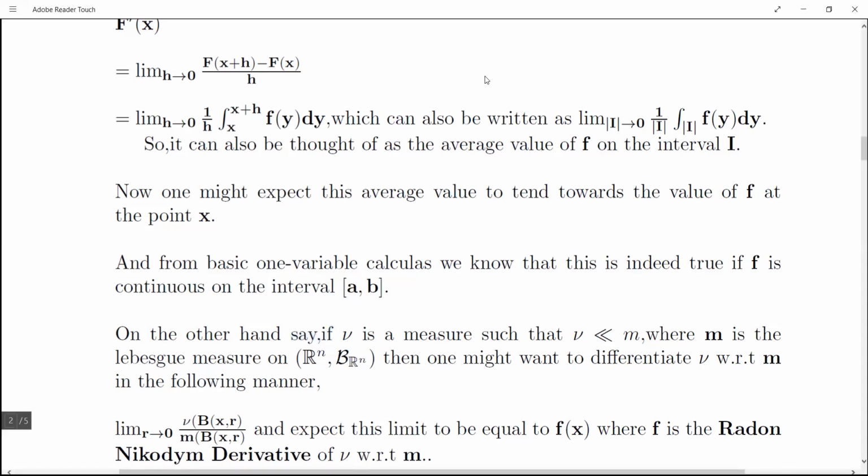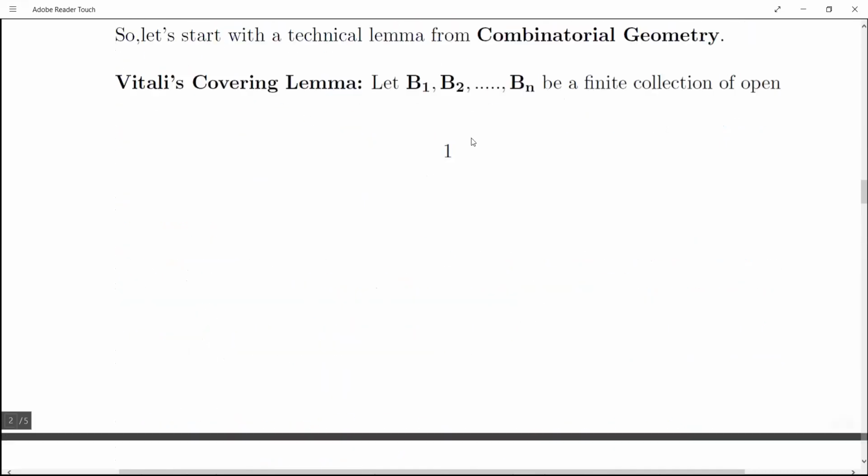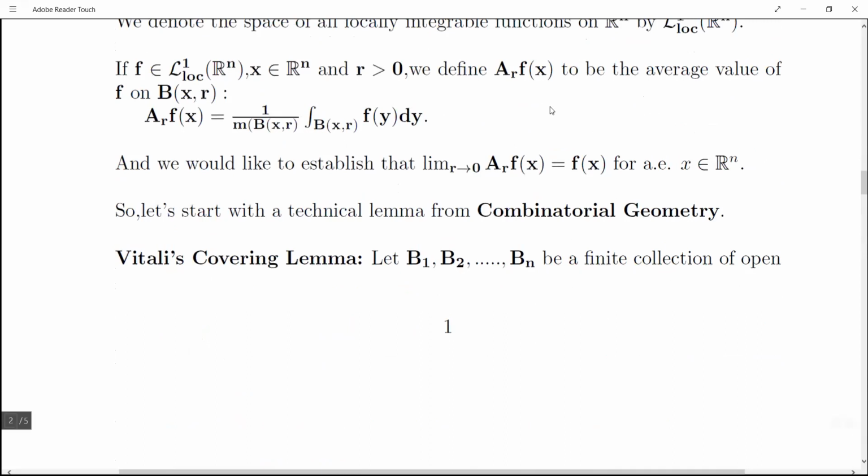Right. So first we will start with a technical lemma. This is a very well-known lemma in combinatorial geometry, known as the Vitali covering lemma. This lemma itself is very interesting and important. So what does the Vitali covering lemma say? Okay, I will just draw something.